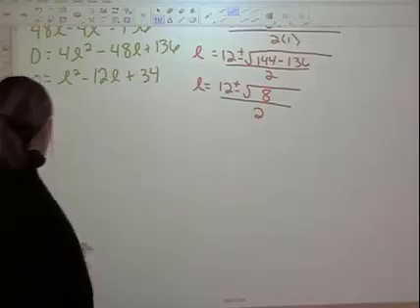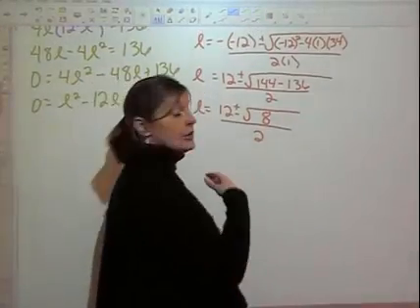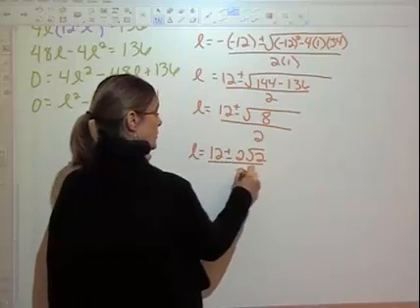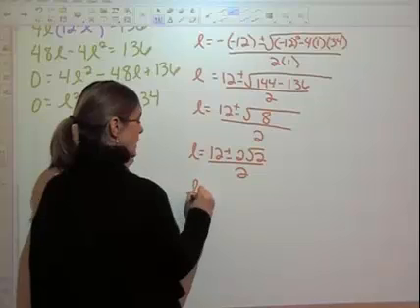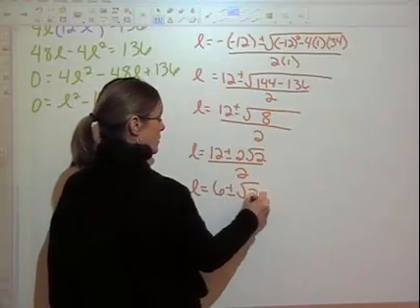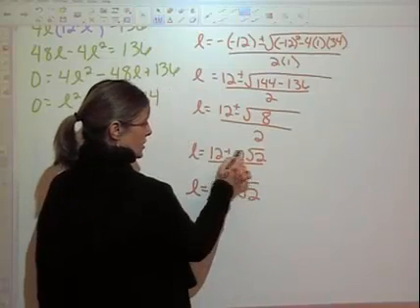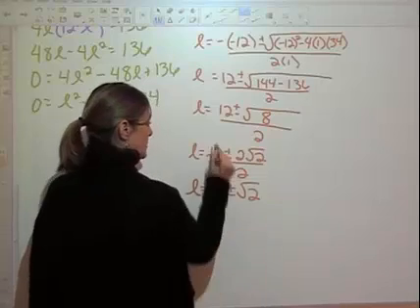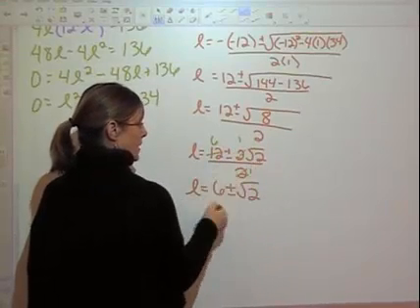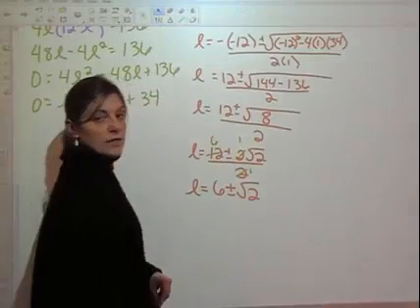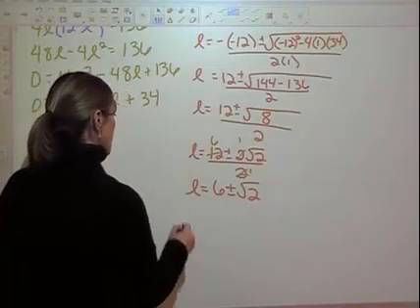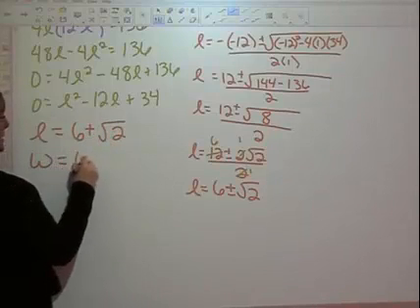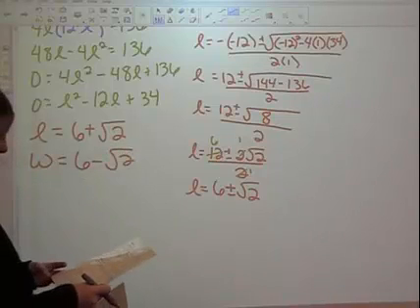And that 8 can break down into a 4 and a 2, so the square root of 4 is 2. So we have 12 plus or minus 2 square root of 2 all over 2, and then we can simplify that even further. So L equals 6 plus or minus the square root of 2, because if you divide each of these terms by 2, that becomes a 6, that becomes a 1, and that becomes a 1. So we get 6 plus or minus the square root of 2. So L equals 6 plus the square root of 2, and W equals 6 minus the square root of 2. And those are centimeters.